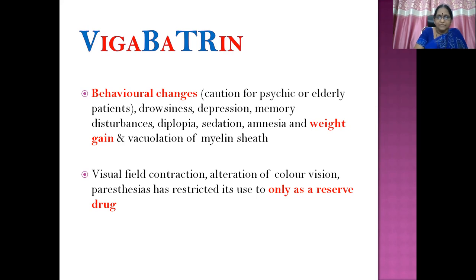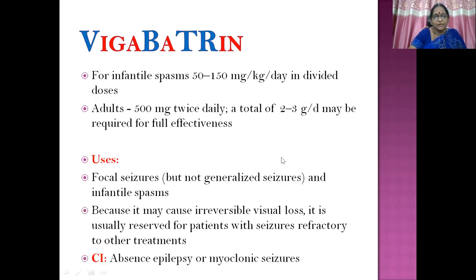Then because of this visual field contraction side effects along with color vision and paresthesias, it is restricted to use only as a reserve drug, only for the resistant epilepsy. So B for behavioral changes and R for hit and run drug, and then reserve drug. Then it is used in the management of infantile spasms. So dose is 50 to 150 milligrams per kg per day.